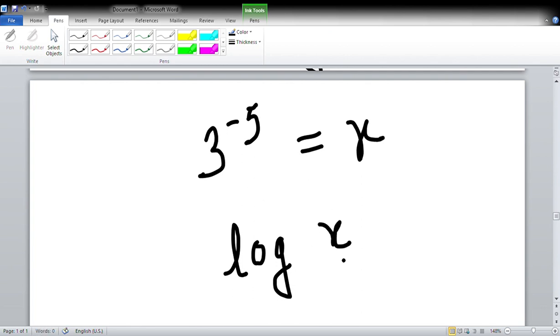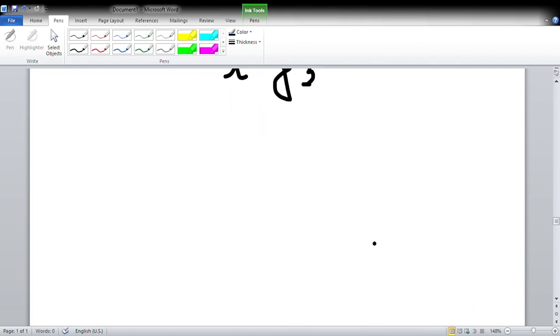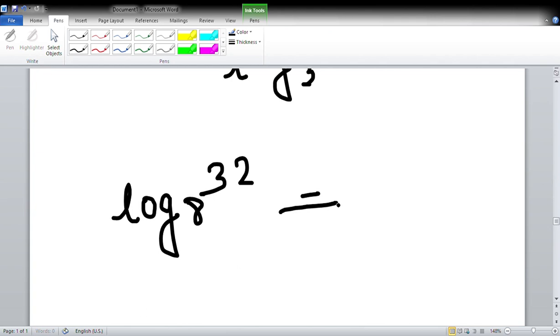Log of x. The base will be the same in both exponential form and logarithmic form. It is 3, and it is equal to minus 5. Simple thing. Next question: if log of 32 with the base 8 is equal to 5 by 3.